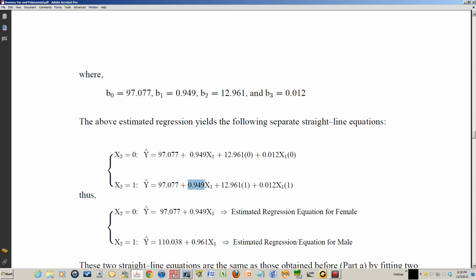Now, go back to the SPSS. I'm going to talk a little bit about the dummy variable and the characteristics of dummy variable.